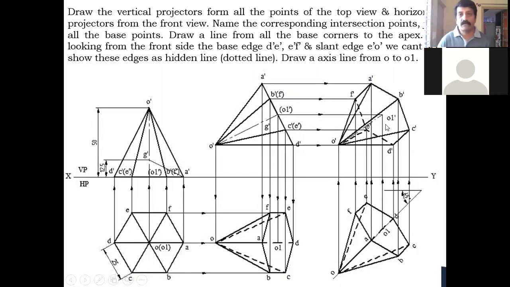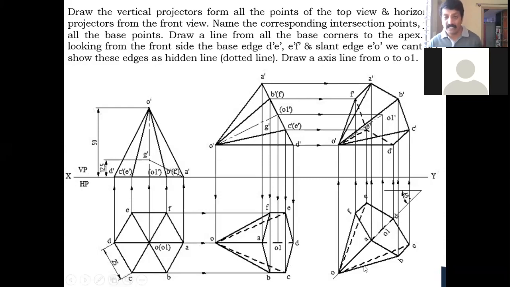Now all the base points you first join, and then all the corners of the base should be joined to your vertex. You are looking from here. B to C, you can see the base edge. B to C is visible. A to B you can also see, visible. A to F you can also see, visible. The edges that you cannot see are F to E and E to D. F to E, E to D, you cannot see, those edges are to be hidden.